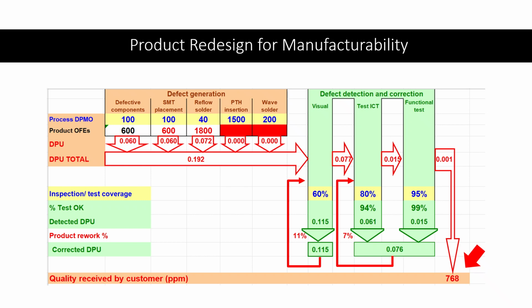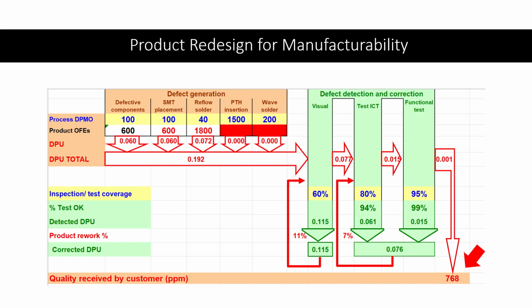Sometimes, it may be possible to redesign the product to improve its manufacturability. In our case, for instance, we may be able to eliminate manual insertion by replacing PTH components with SMT, which are automatically placed. If we are able to do that, defective products would be reduced from 1,520 to 768 ppm.